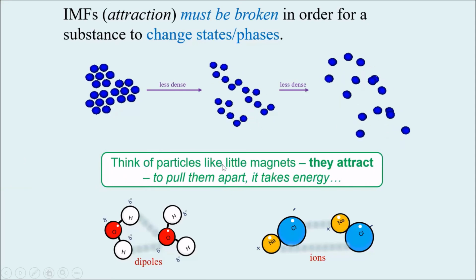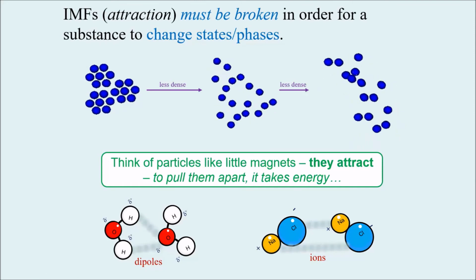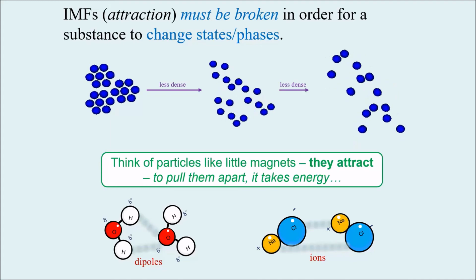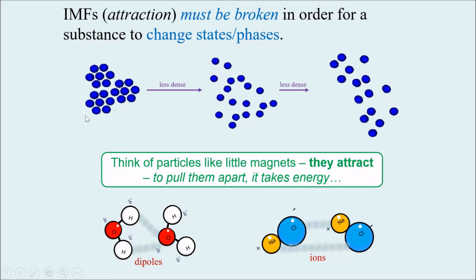Think of particles like little magnets, where solids are all the way snapped together. They attract, and to pull them apart, it takes energy. Think about if you're pulling on a magnet. You have to put some work into that with your arms to get it to come apart. Similar here, we're going to have to put energy in to get it to snap apart, just like a very strong molecular magnet. Cool.